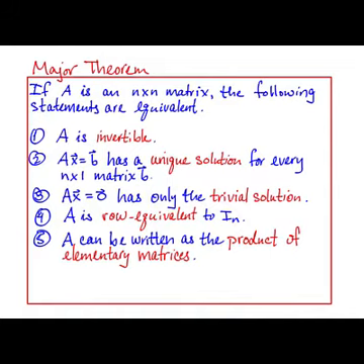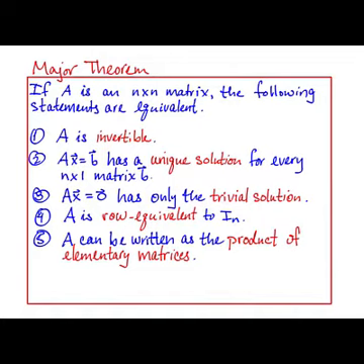Well, that's equivalent to the statement that says the system AX equals B has a unique solution for every B. And that's equivalent to the statement that says the homogeneous system AX equals 0 has only the trivial solution. And that is equivalent to the statement that says A is row equivalent to the n by n identity matrix. And that statement is equivalent to the statement that says A can be written as the product of elementary matrices.